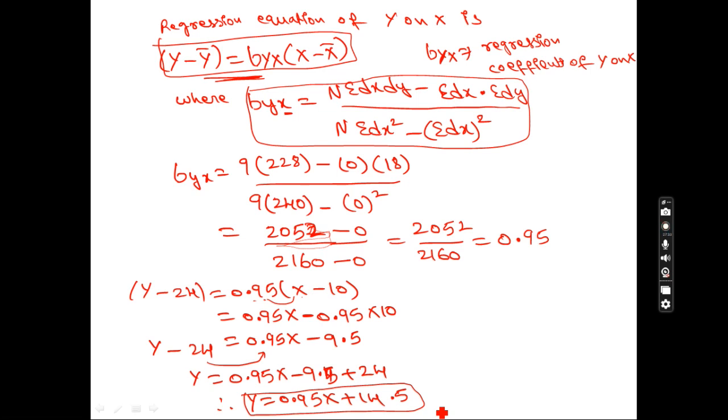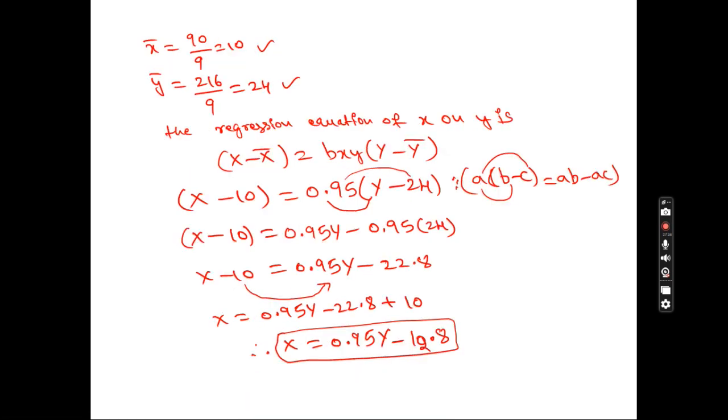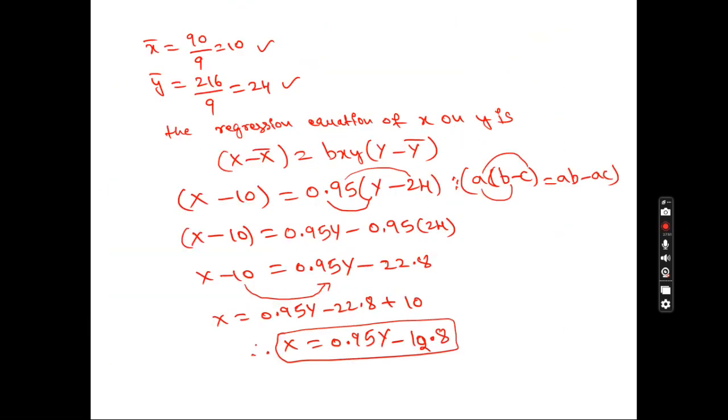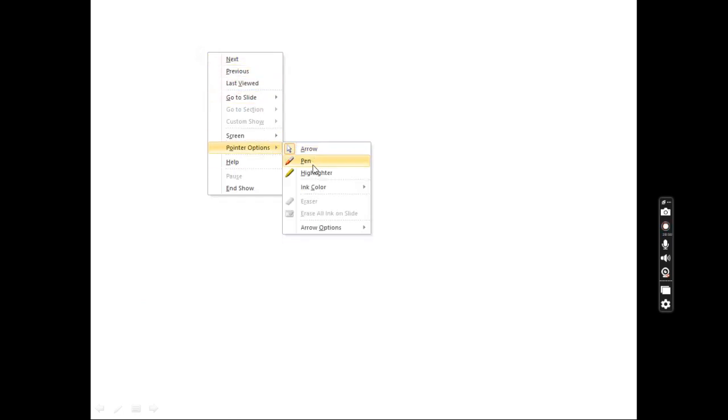Once this problem is done, come back to the question. What is given in the question? From the following data, obtain two regression equations. Yes, we did the x on y equation and the y on x equation. After that, what do we have to do now? Calculate the correlation coefficient. This is one more formula you need to remember, so I need to write down the formula.